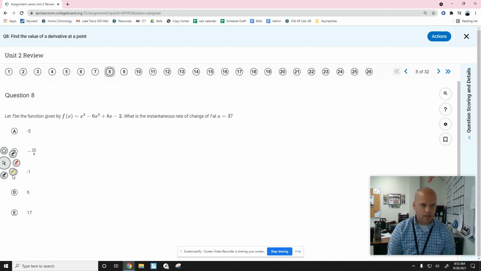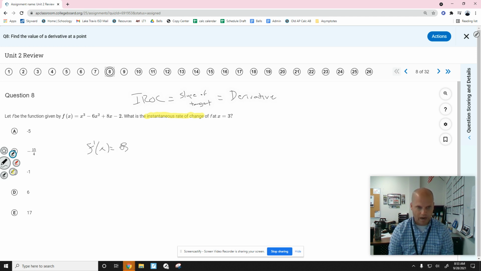All right, this is a good test of terminology, understanding that instantaneous rate of change is the same as slope of a tangent, which is the same as the word derivative. So if you ask, like, what is the instantaneous rate of change of f at x equals 3? You're looking for the derivative at x equals 3. The derivative at x equals 3 gives you the instantaneous rate of change.